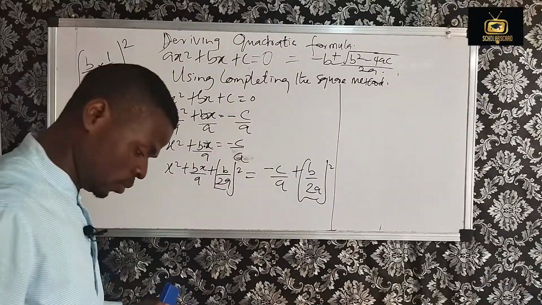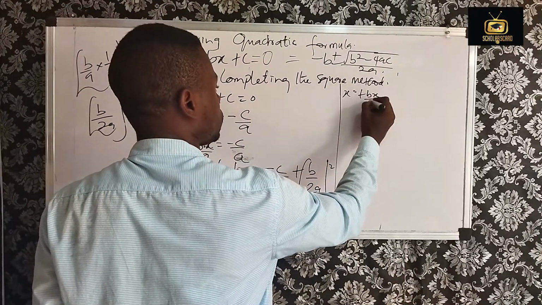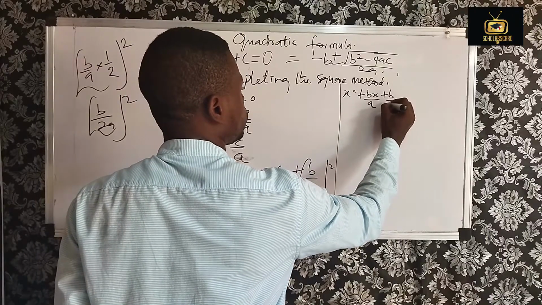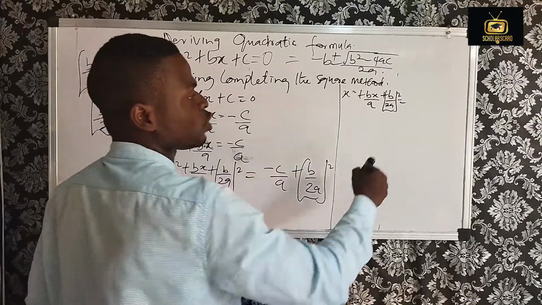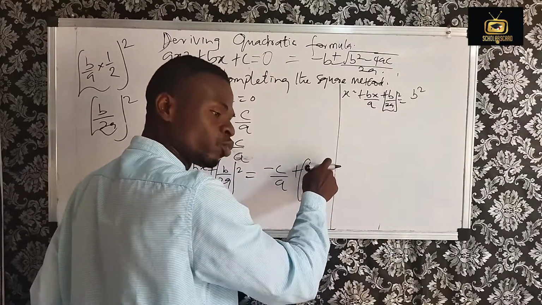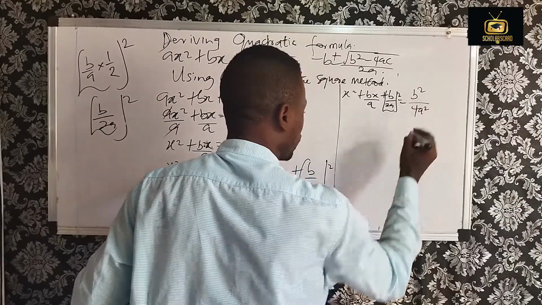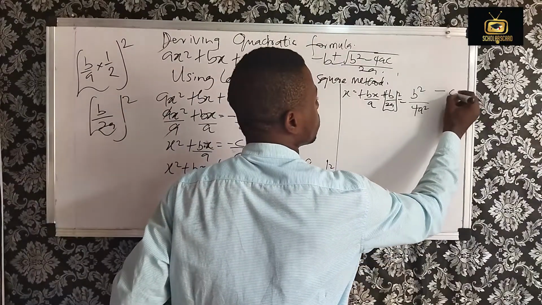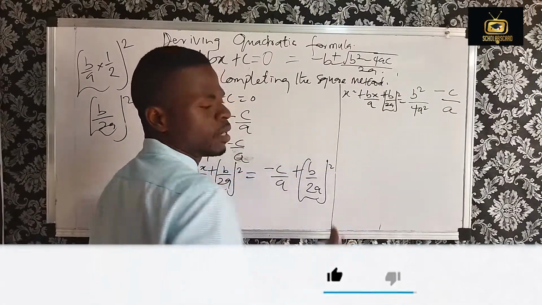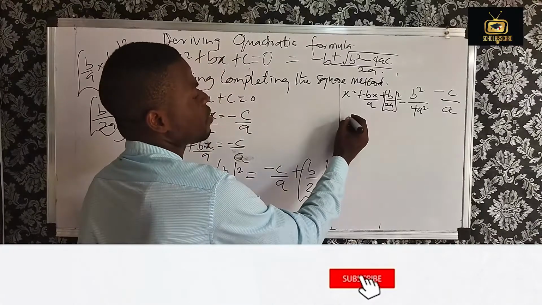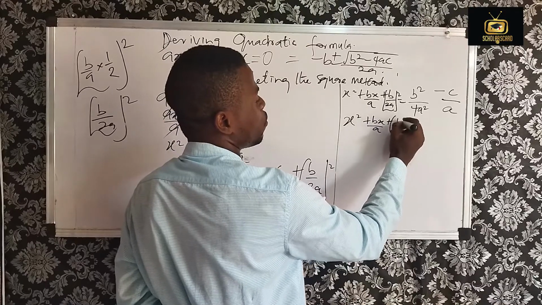Okay, let's continue. I come here, I say x squared plus bx over a plus b over 2a. Now, b multiplied by this square, that's b squared. 2a multiplied by this square, that's 4a squared. Minus c over a. I hope you are getting this. Now come x squared plus bx over a plus b over 2a.